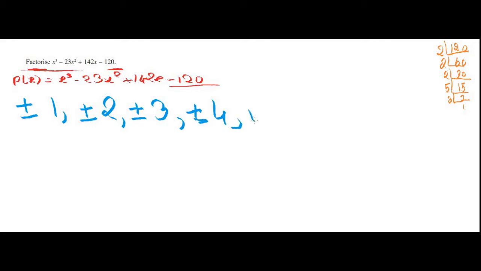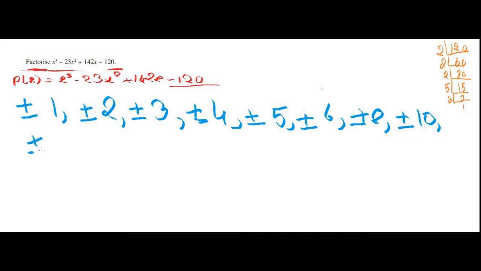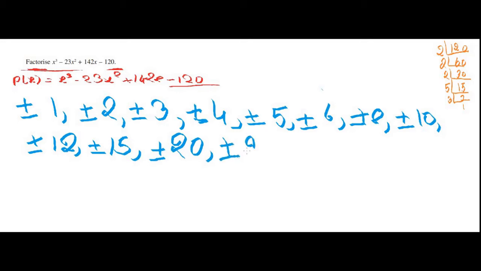and we can have plus or minus 5, plus or minus 6, plus or minus 8, plus or minus 10, and then what else do we get? Plus or minus 12, and then plus or minus 15. I'm only writing some of them. There might be many factors of this term. Write as many as you can.